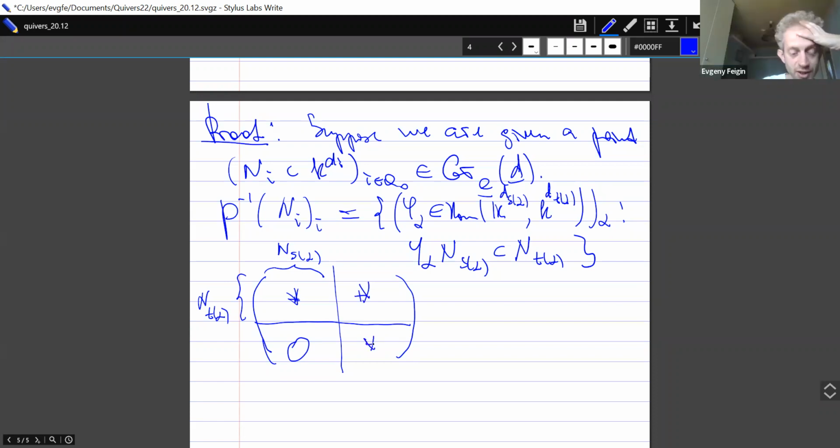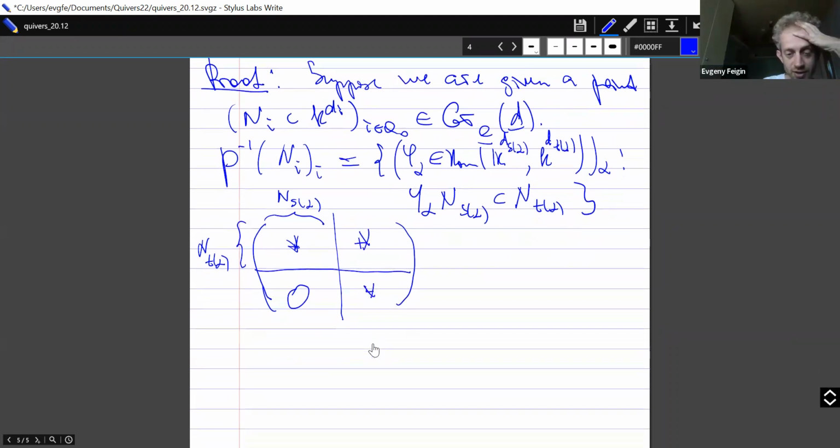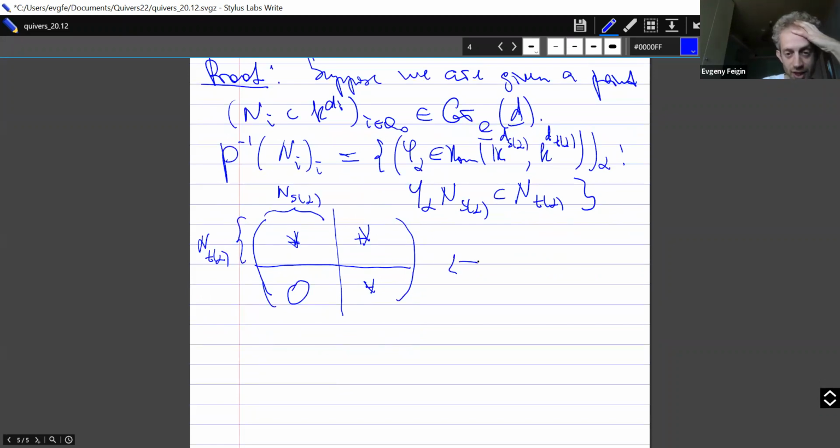Okay, so in particular, we can see that this is exactly phi inverse of ni. And in particular, we see that actually this is a vector space. So then this is isomorphic just to affine space. And what's the dimension of this affine space?